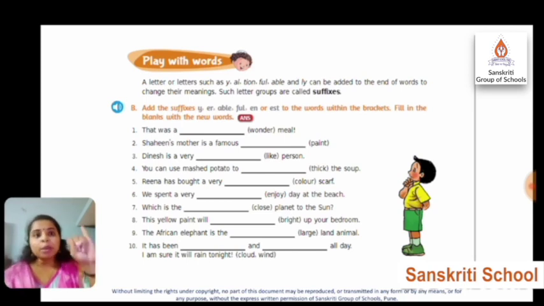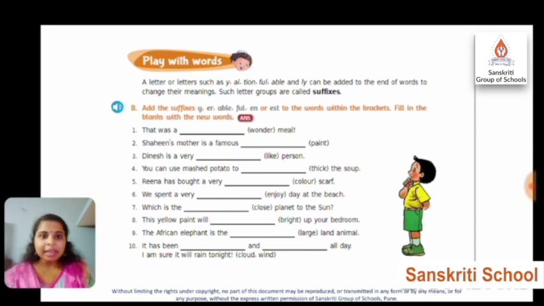Add suffixes, either Y, ER, ABLE, FUL, EN or EST. So you have words inside the bracket and you have to make it into the suffix. Say for example, that was a dash meal. So the root word here is wonder. And you have to attach a suffix, the proper suffix. That was a wonderful meal. I'm adding FUL. Same way, you have to add the appropriate suffix to the words given in the bracket.